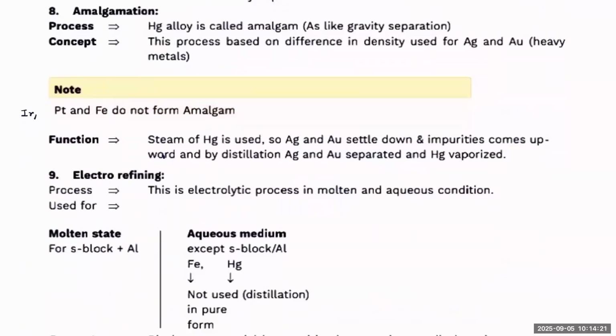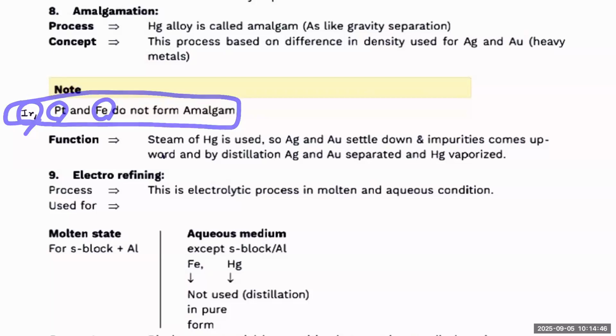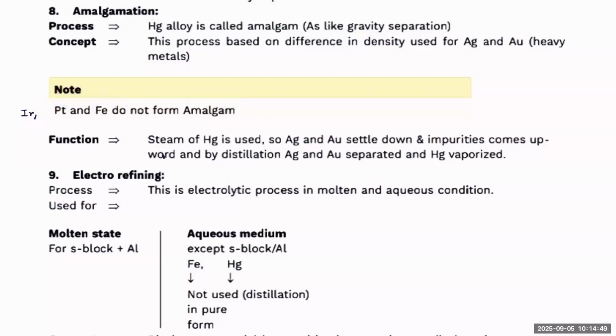Next one is amalgamation. This is a process to remove mercury. So mercury alloy is called amalgam. This process can be based on difference in densities, used for silver and gold metals. Next, you can see iridium, platinum, and lead do not form amalgams easily. Just keep that in mind. They will not have similar affinity with mercury, but all other metals can easily have it.